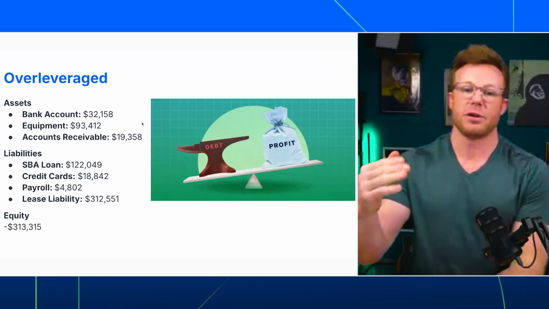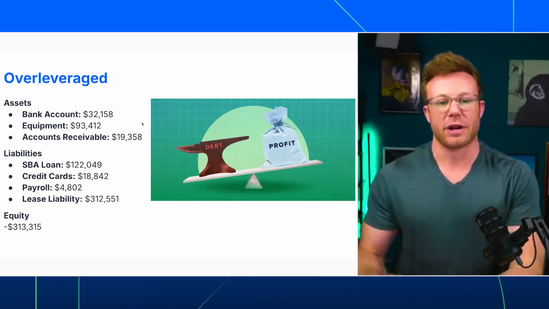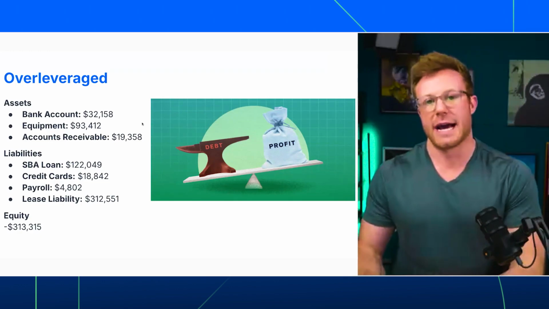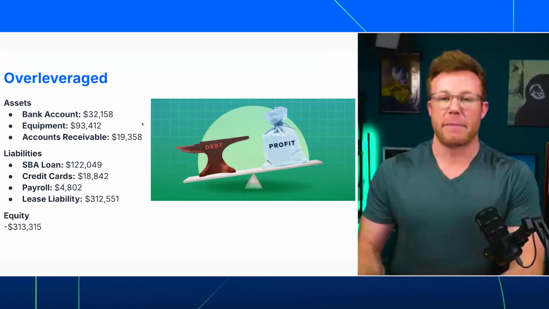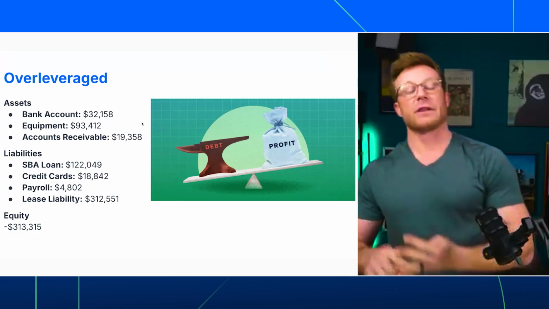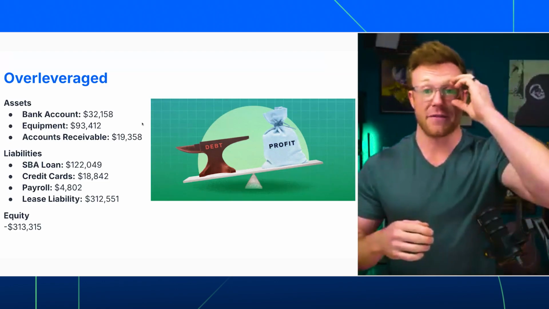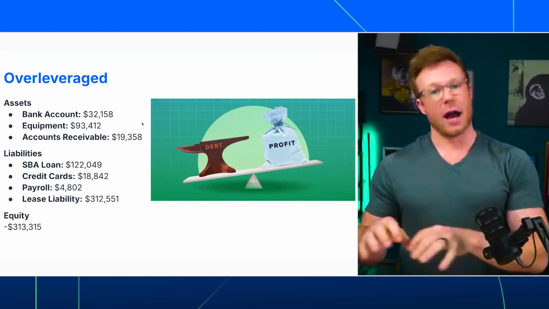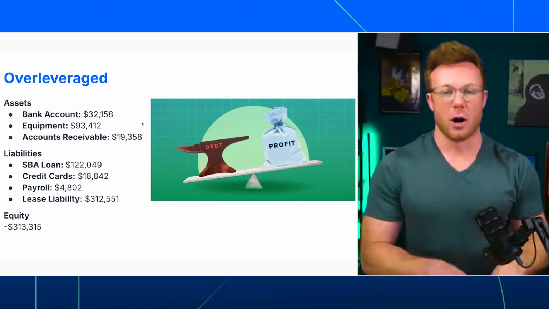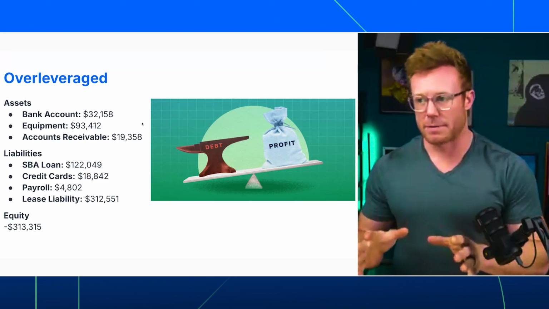You add all that up, you subtract their liabilities. They've got a pretty big SBA loan. They have credit card debt. They owe this amount on payroll for the rest of the year. And they have a lease liability of this amount for the rest of the year. We can all see that they have negative equity in the business. They owe more than they own. Not a great position to be in.